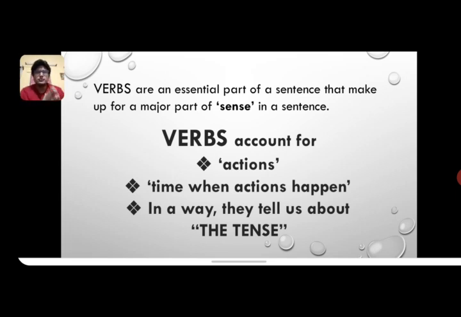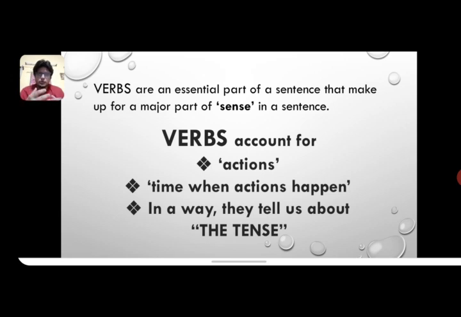Now, verbs are an essential part of a sentence. It's not a definition here. Why are we studying verbs? This is the main motive that has been highlighted on the present screen. So verbs are an essential part of a sentence that make up a major part of the sense in a sentence. Why do I want to highlight this word sense? Because sense is always related to everything. Any senseless thing will have no value. It is futile, right? So verbs give a different parameter to your concept of English.